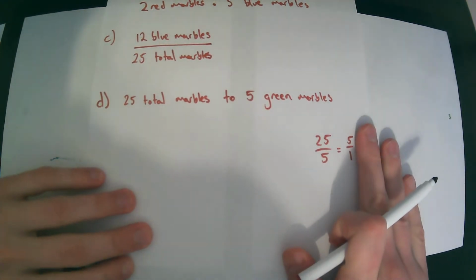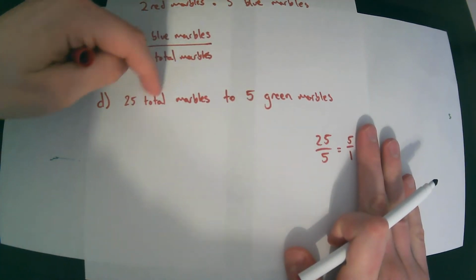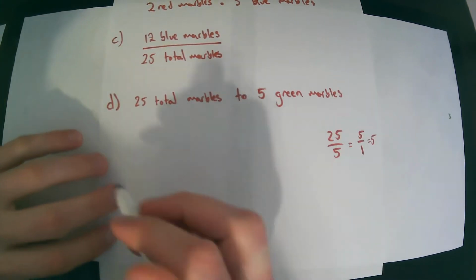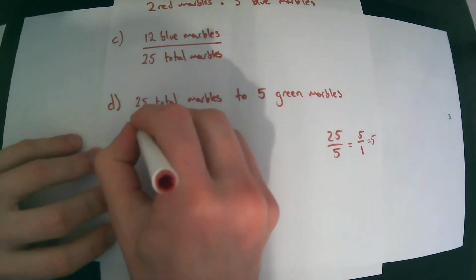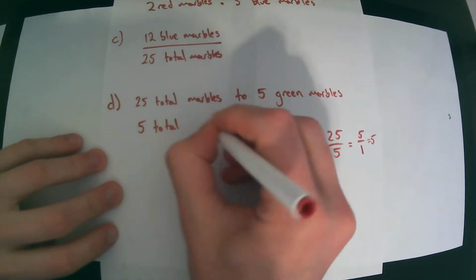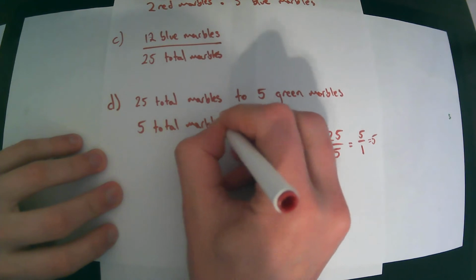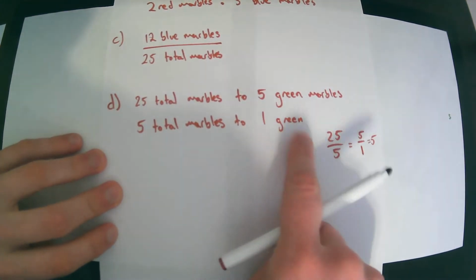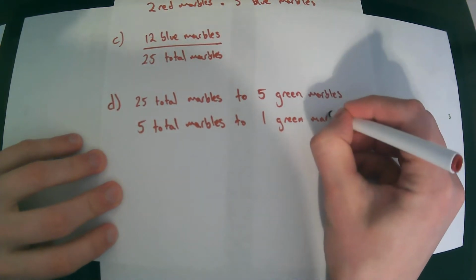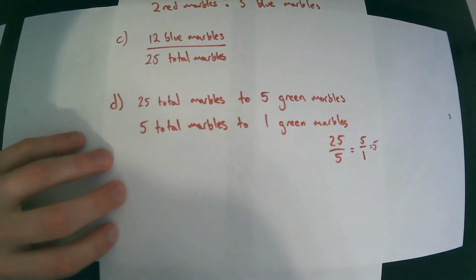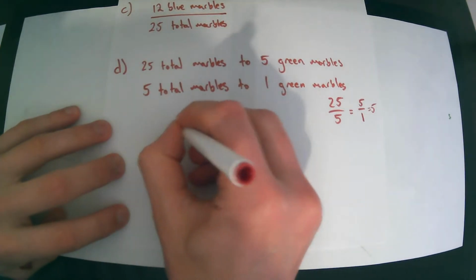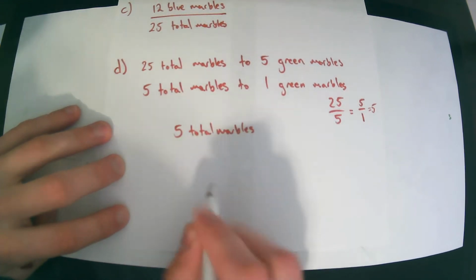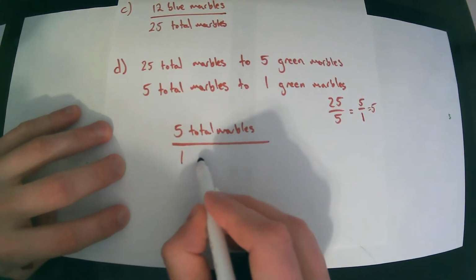But you don't want to do that last step here because we still have units attached, so you don't want green marbles to completely disappear. So what it would look like as a ratio, at least in this format, is 5 total marbles to 1. So you still want that 1 there to be attached to the green marbles unit. If you wrote that as a fraction, it would be 5 total marbles to 1 green marble.